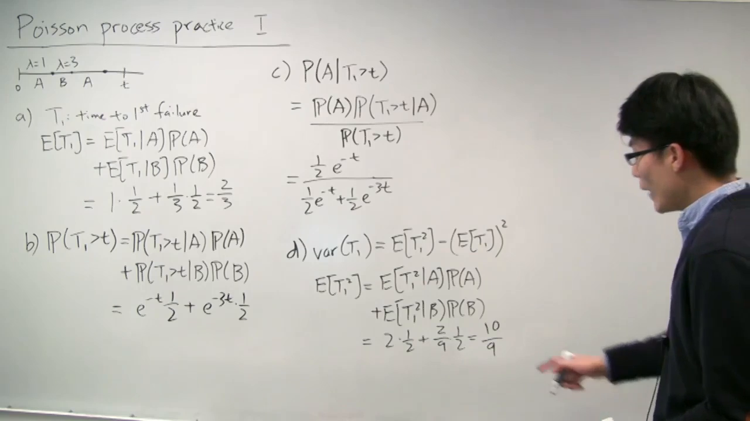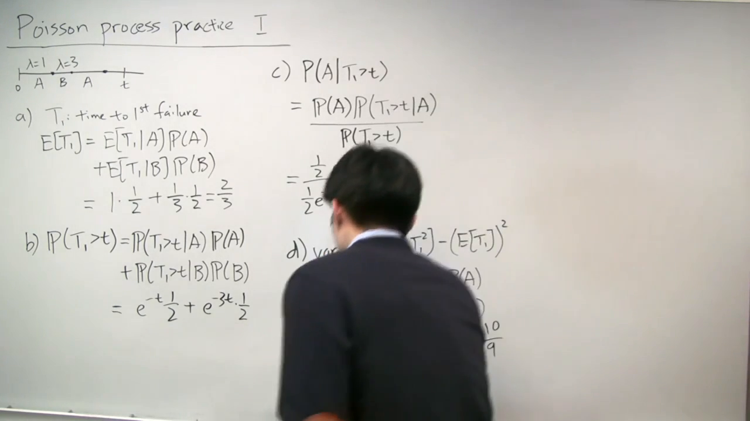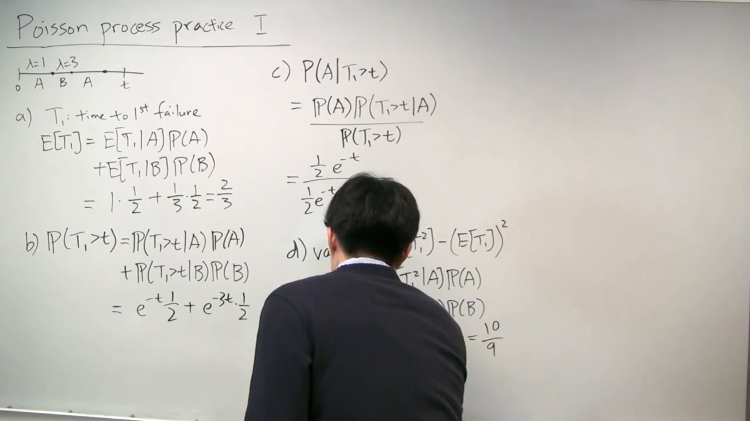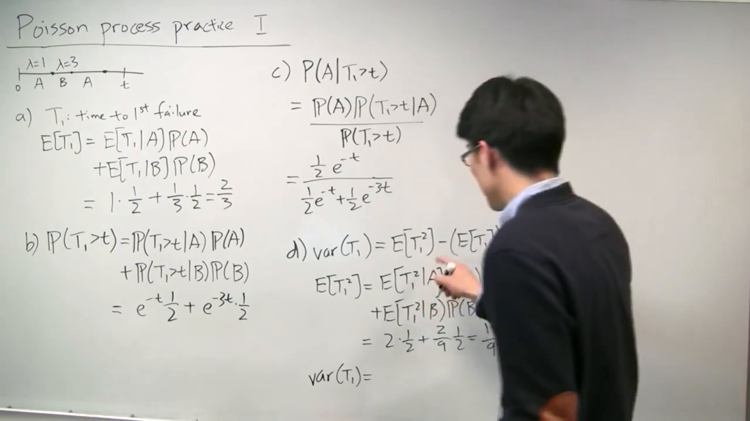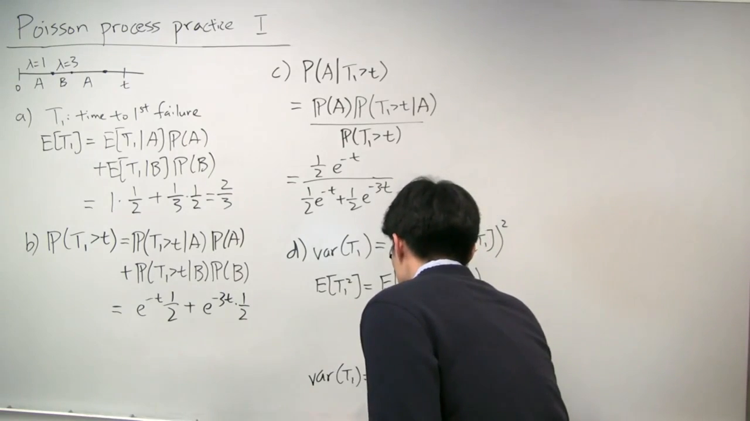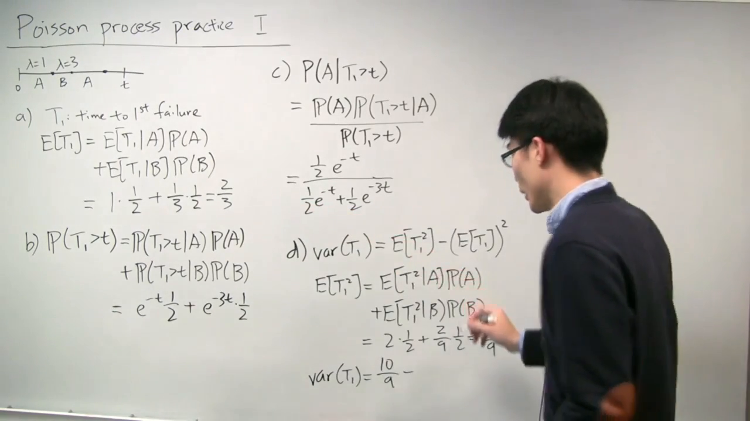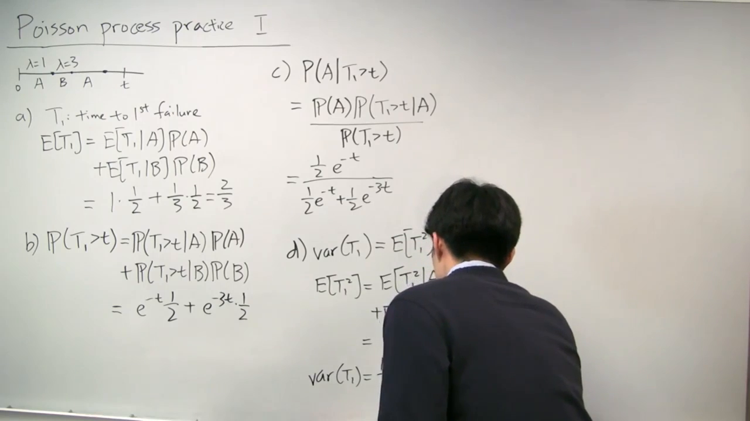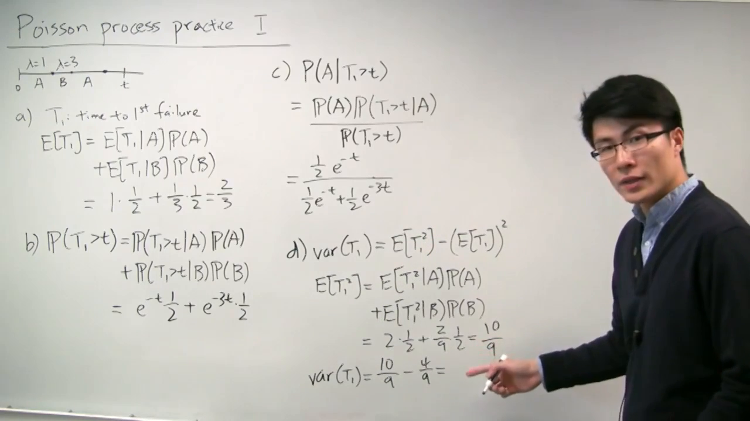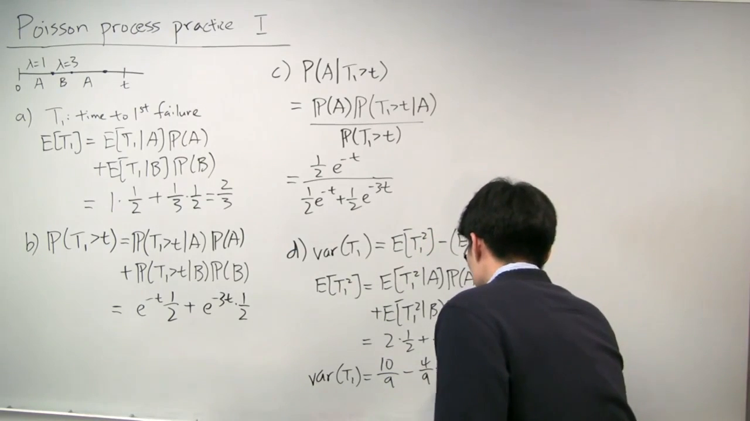And so after we substitute all that in, we see that the variance of T1 is equal to 10/9 minus 2/3 from part A, squared, which is 4/9. That gives us 6/9, or 2/3.